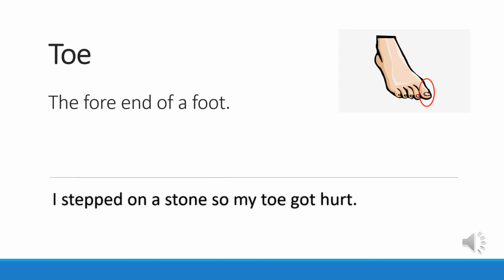The first word we have is toe. It's basically the fore end of a foot. So by looking at the picture on the right hand side, you can see the circle or the oval around the toe. This is your toe. So you have 1, 2, 3, 4, 5 toes on one foot. Now a sentence for this word would be, I stepped on a stone, so I got my toe hurt.